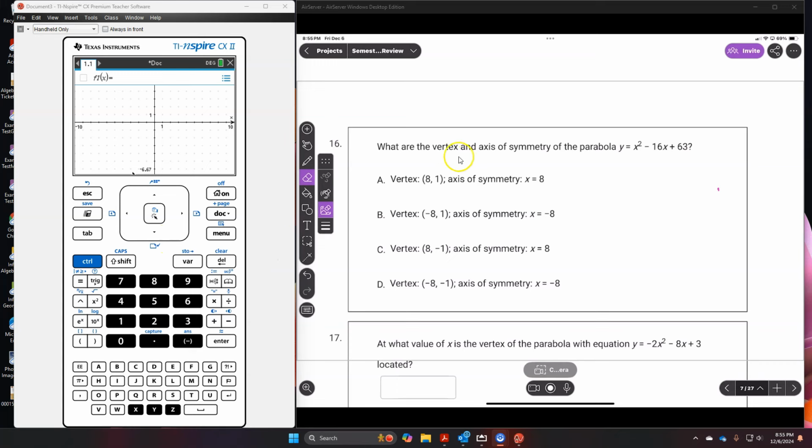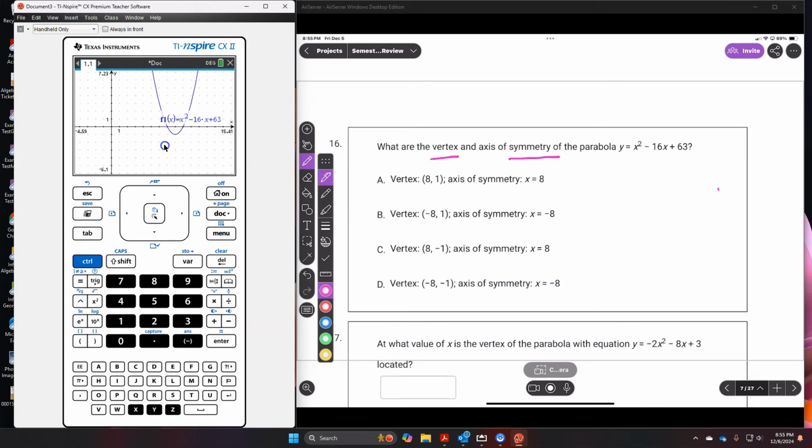It says what are the vertex? It's either going to be the highest or maximum point, and then the axis of symmetry. We talked about that in class. So we type in x squared minus 16x plus 63. So we have x squared minus 16x plus 63.